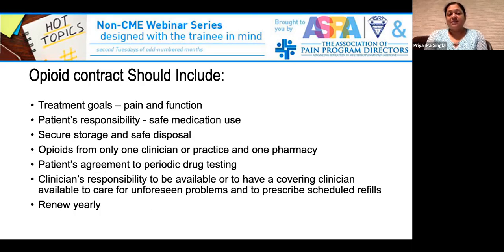Before initiating opioids, an opioid contract should be established, and this should include, again, the treatment goals, and the patient's responsibility for safe medication use: not to use alcohol or other sedating substances along with the opioids, secure storage and safe disposal. Opioids should be from only one clinician or practice and one pharmacy. Patients should agree to periodic urine drug testing. And the clinician's responsibility should include that they should be available, or have a covering physician available, to take care of unforeseen problems and to prescribe scheduled refills. This should be renewed yearly.